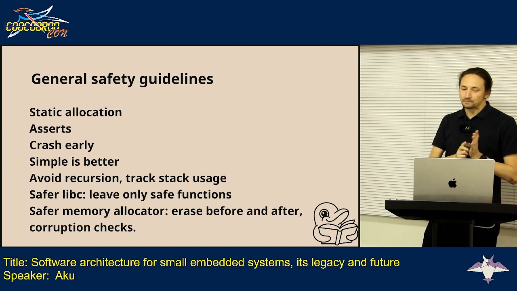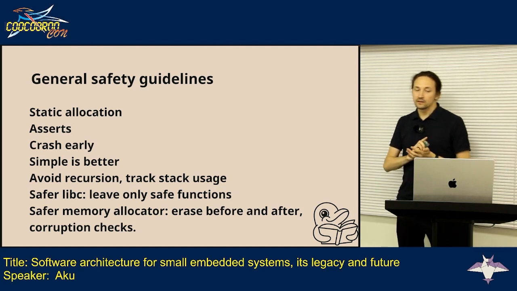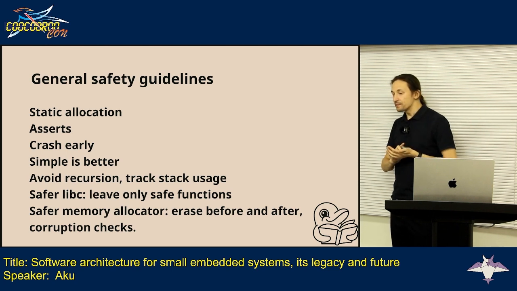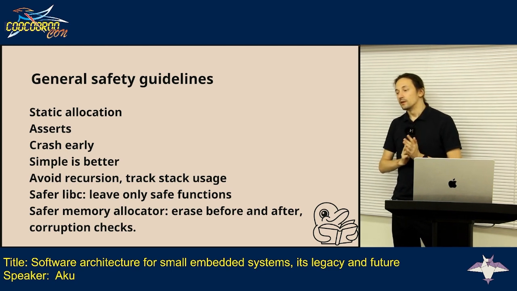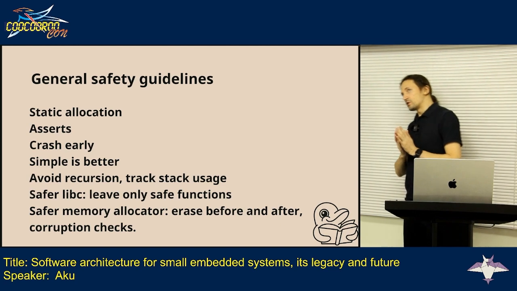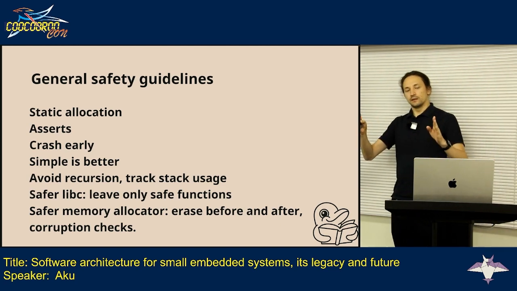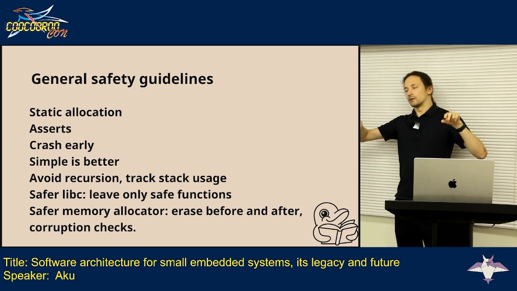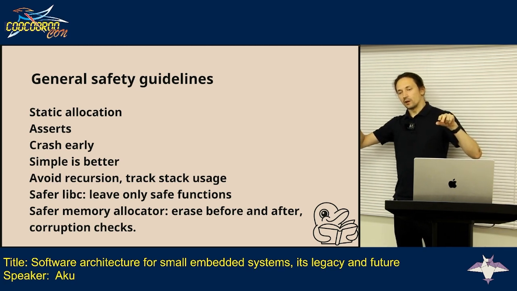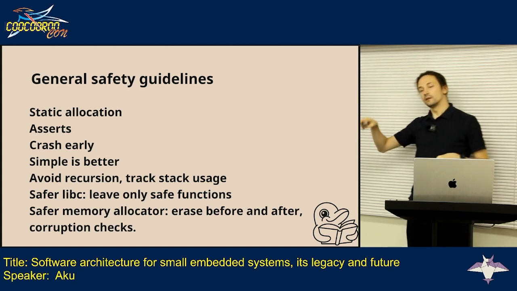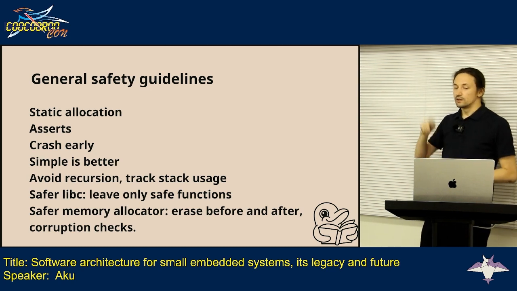And obviously different kinds of corruption checks. For example, our allocator is a block allocator, and each block gets a special pattern at the beginning and the end, and if it's damaged, we immediately crash the system.